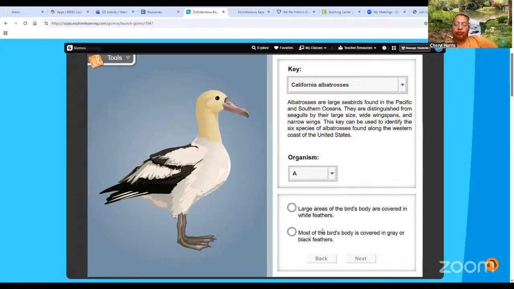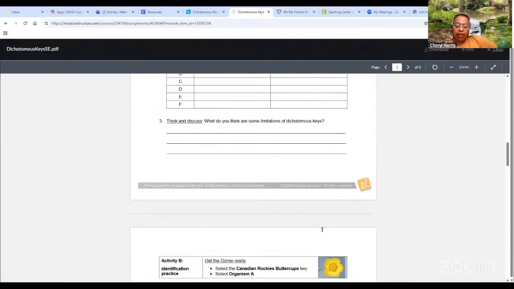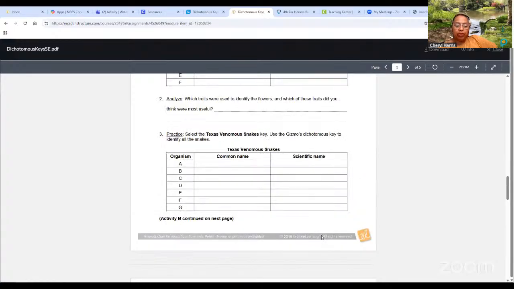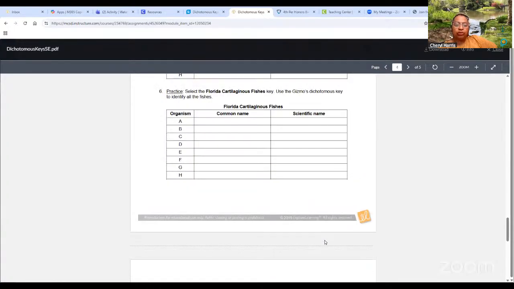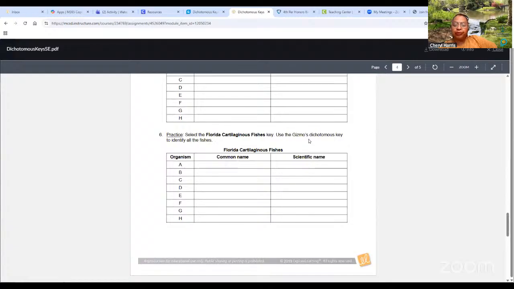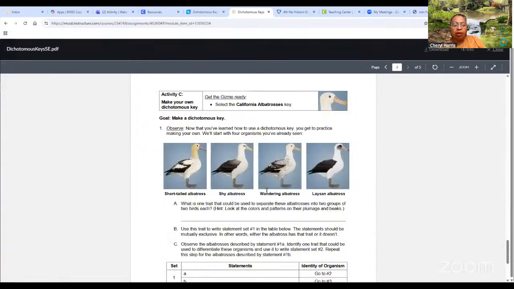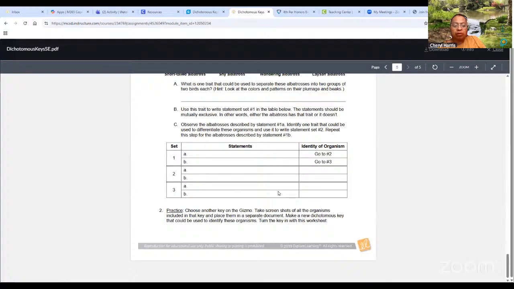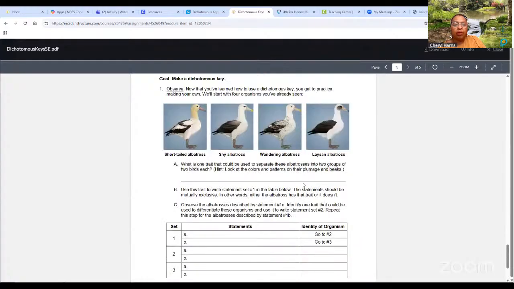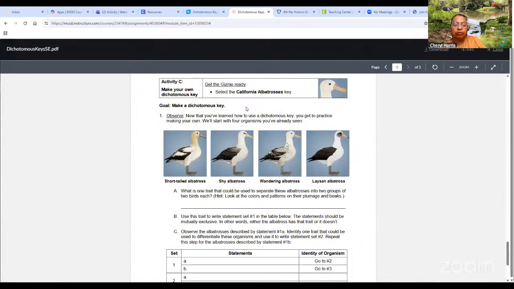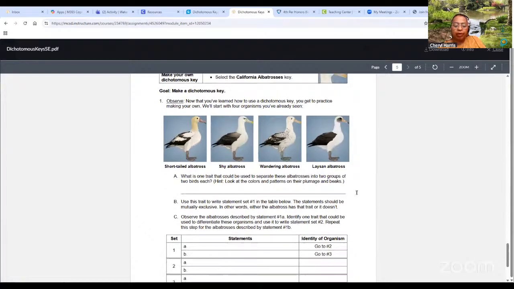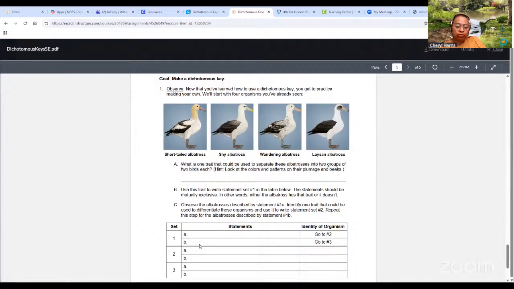Once you've completed that, when you get to the end, they want you to make your own. So for that, you're going to have to screenshot some pictures. All right, so you have to make your own dichotomous key. So you have to create your own couplet statements for it.